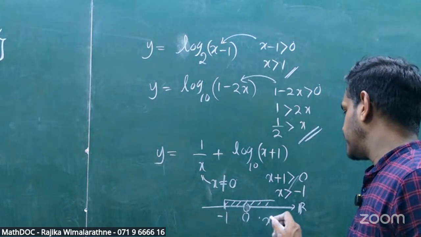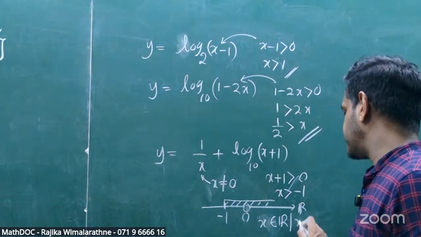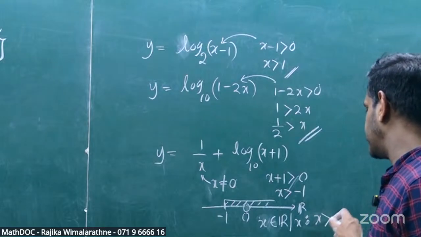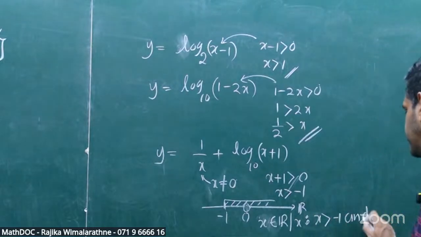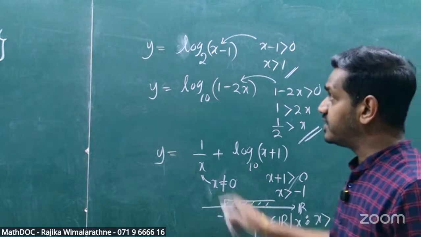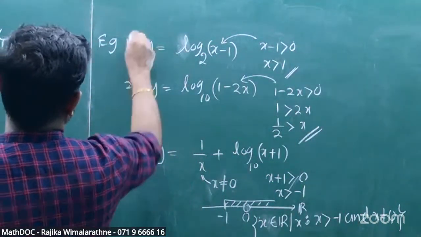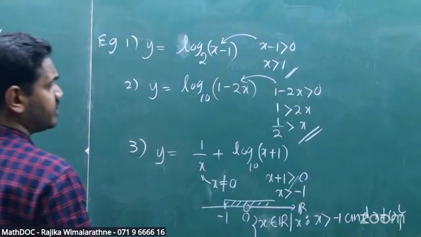Then finally, the domain is x an element of the real set, x such that x is greater than minus 1 and x is not equal to 0. That's how we write the domain. Okay, write those examples.